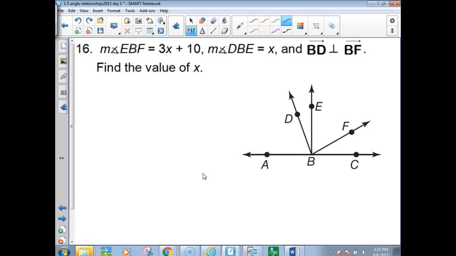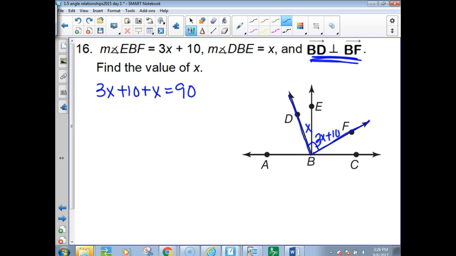Now, this one might be different. Let's see. Angle EBF is 3x plus 10, and then it says DBE is x, and that BD is perpendicular to BF. That means right here is a right angle. So they add up to 90 again.